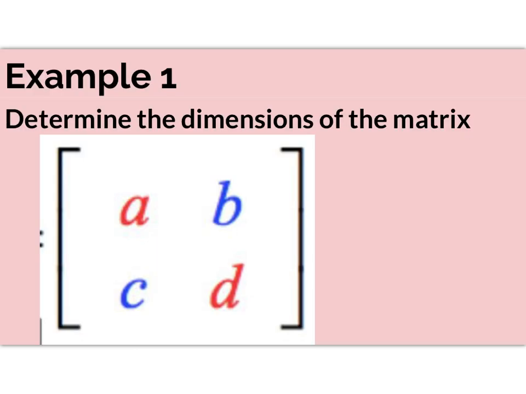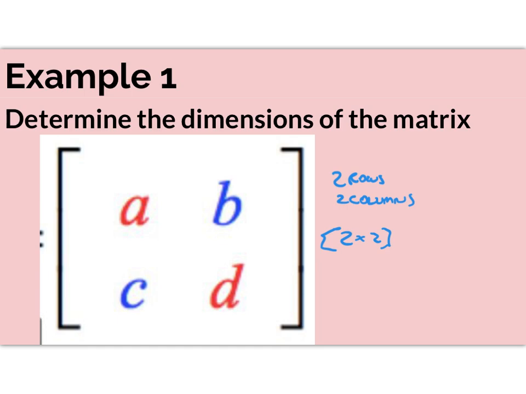Okay, so determine the dimensions of a matrix. So we would say two rows, two columns. And we call this a 2 by 2. And put it in the brackets or not. So this would be a 2 by 2 matrix. And everybody knows it will have two rows because rows come first and two columns.